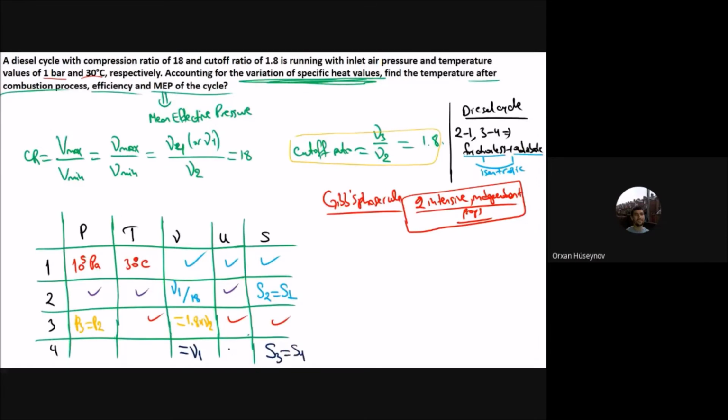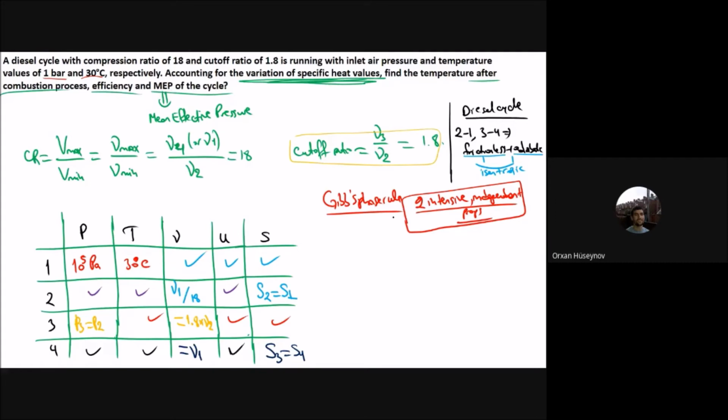Therefore, this stage is found. There's a different color here. This one is found, this one is found, this one is found. You can see I have found all of the values. Any value that is not written here, you can find it, because the Gibbs phase rule says that if two intensive independent properties are known, any third property can be found.